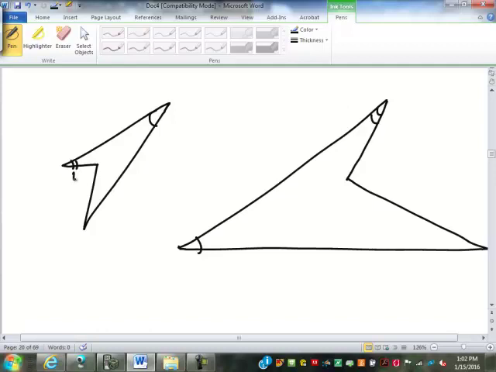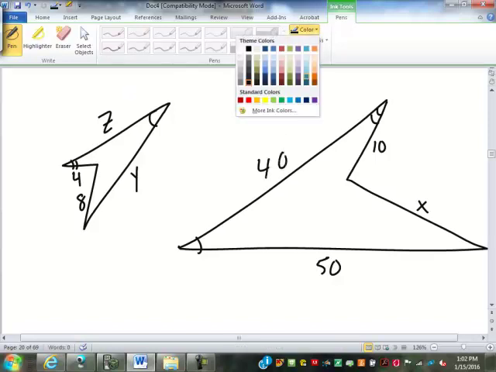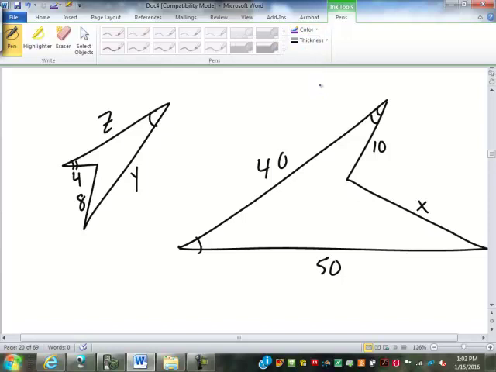Let's say that this here is 4, 8, 10, x, 50, y, z, and 40. We need to match up our sides here.